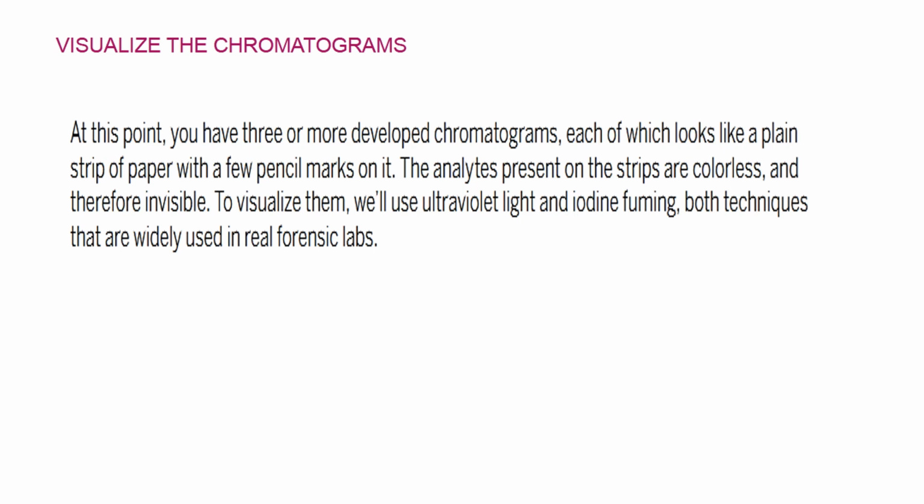Here at this point we have 3 or more developed chromatograms, each of which looks like a plain strip of paper with a few pencil marks on it. Only we can see like this. The analytes present on the strips are colorless and they are invisible. To visualize them we use ultraviolet radiations or iodine fuming, or both the techniques can be used. Usually in real forensic labs, either UV radiations or iodine fuming is used. So this is the way we will visualize the items.